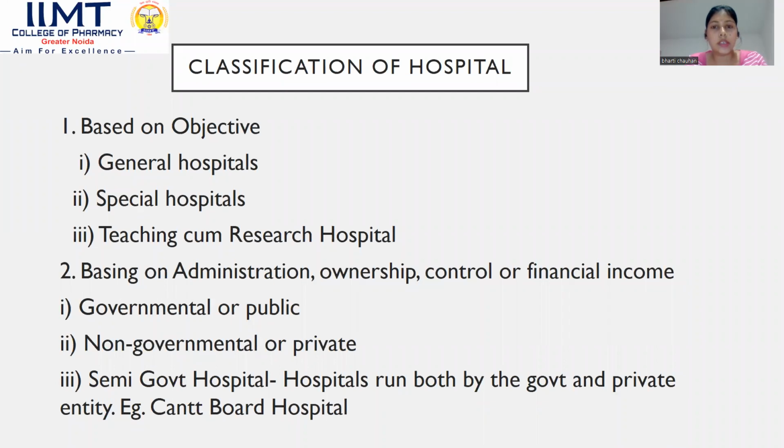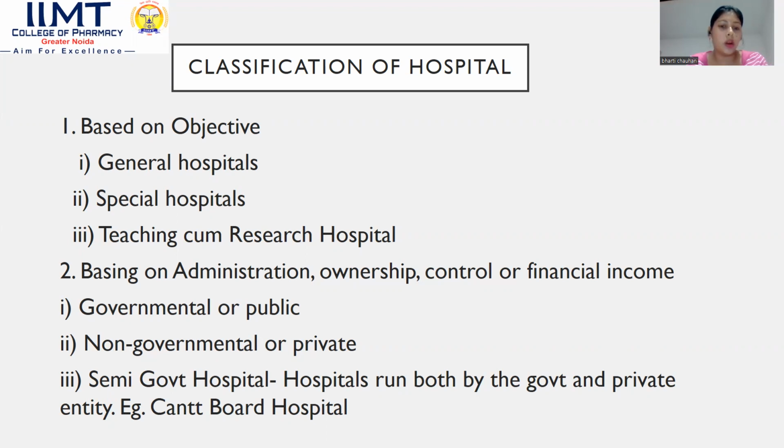So this is the classification of hospitals based on objective. It is divided into three types: general hospital, special hospital, and teaching cum research hospital. It means there is also an educational institute collaborated with the hospital, so they can research and gain practical knowledge with respect to their teaching facilities.